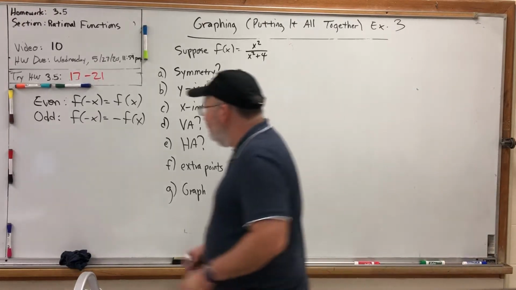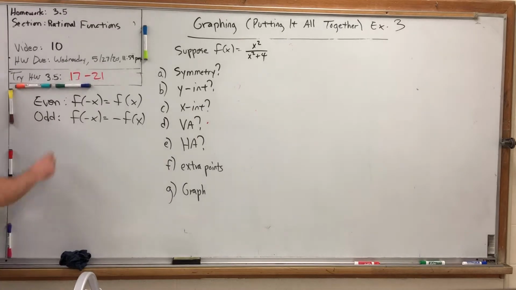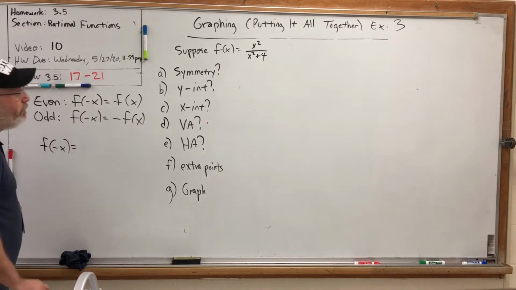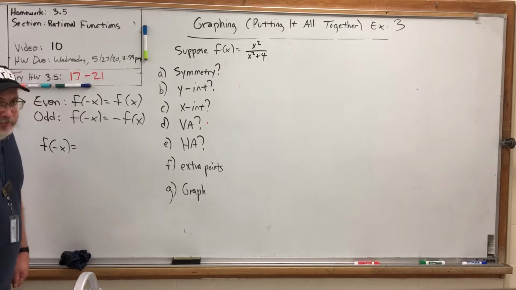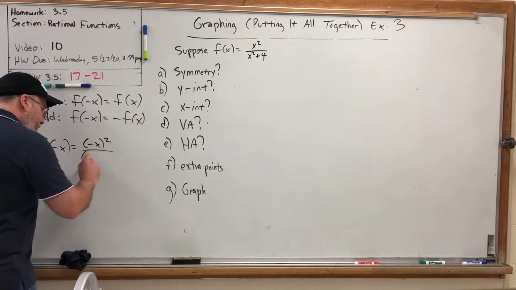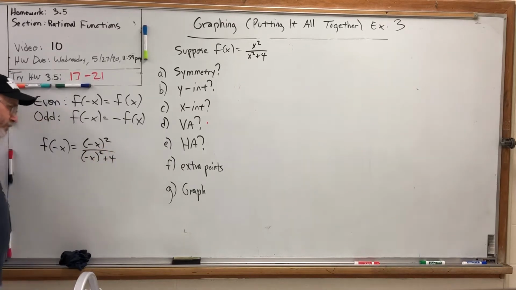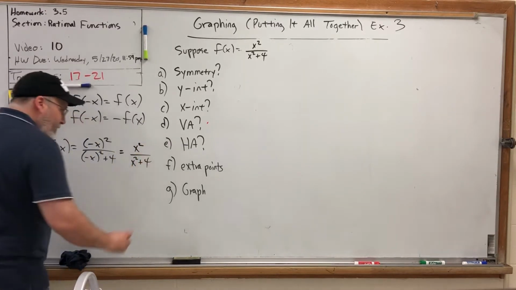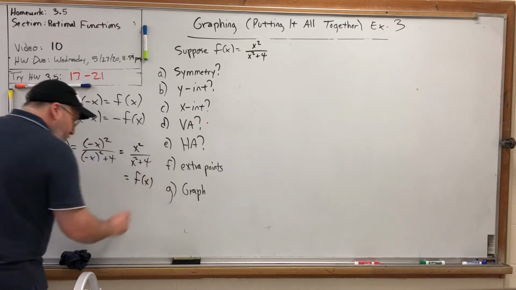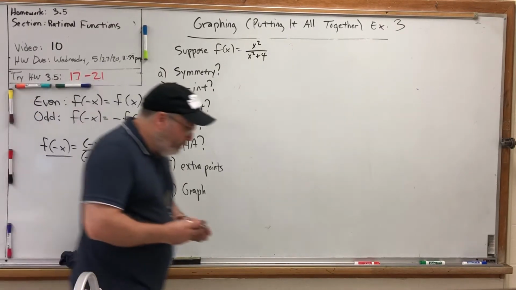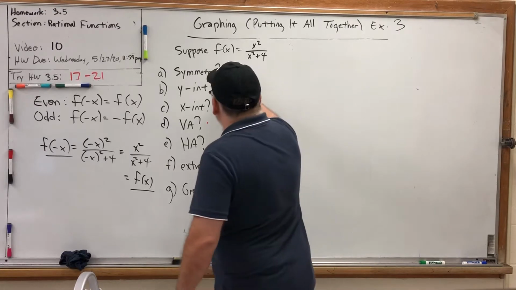Let's start with symmetry. To check symmetry, we need to check even or odd, which means we need to start by changing each x to a negative x. Well, both of the x's are squared, so the square will kill the negatives on both. I'm going to go ahead and write negative x squared and negative x squared plus 4 on the bottom, just to show that I actually inserted them. But the square kills both negatives, so we end up with x squared on top and x squared plus 4 on the bottom, which is precisely the original function. Putting in a negative is the same as putting in a positive. That's the definition of an even function, and an even function has y-axis symmetry.